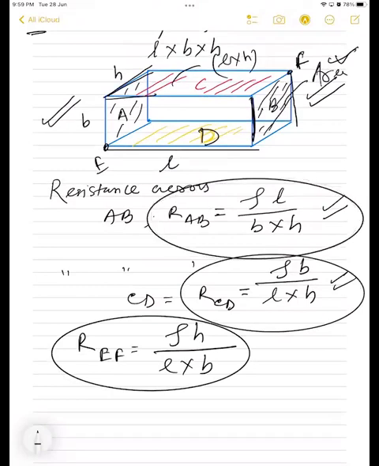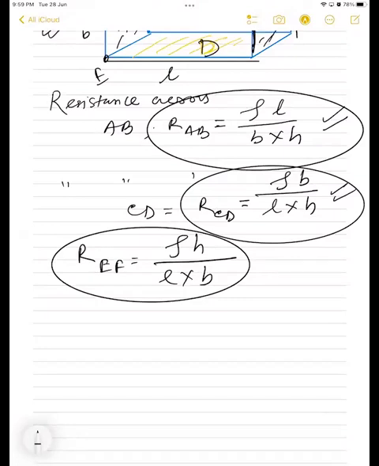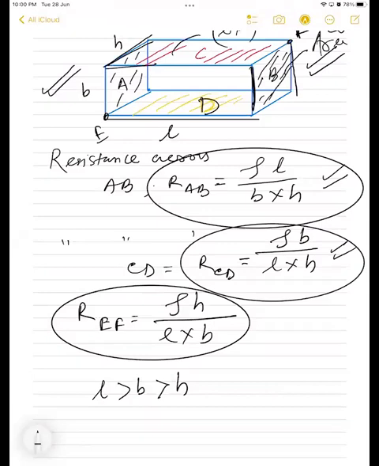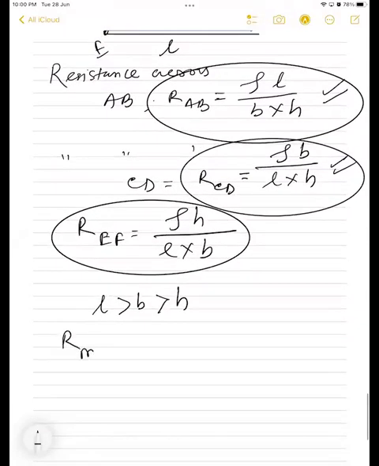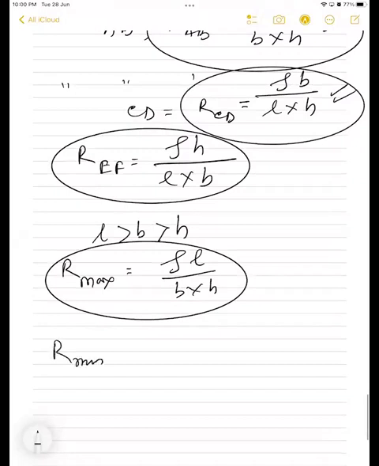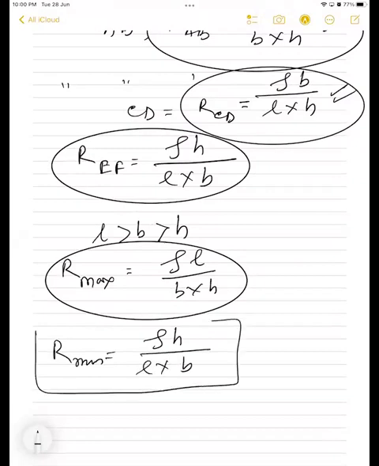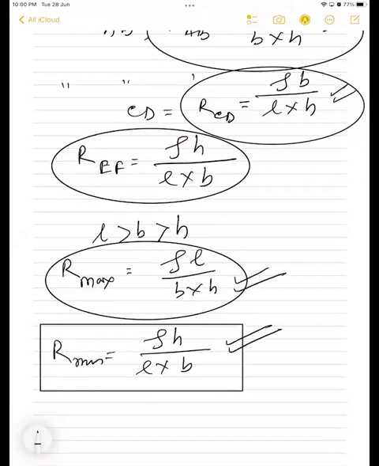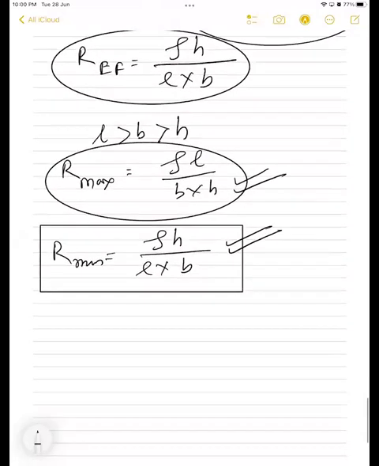Students see here, where the area is less and the length is more. Because in the diagram, length is greater than breadth, which is greater than height. We made it this way, right? So if we talk about maximum resistance, where will it be? Where the length is more, so rho L by B into H will be my maximum, which we found first. And R minimum, where the length is minimum, that is R minimum is equal to rho into H divided by L cross B. Correct or not, students? Getting it, students? Are you getting all? Next, see another point, let's add.